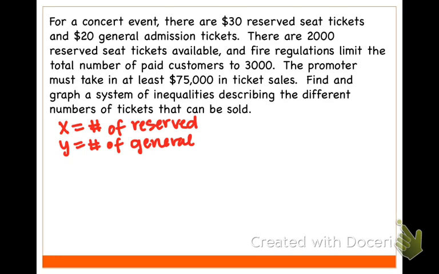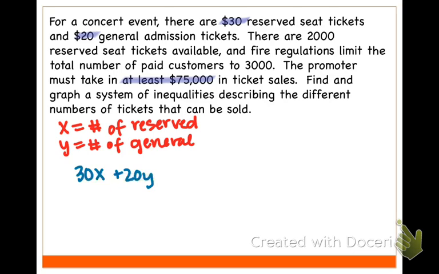All right. I know that reserved seats cost $30 and general admissions cost $20. So I do know that I've set up one of my inequalities. I'm going to have 30x plus 20y. Now this is going to give me the amount of money that I take in. And if we look a little bit lower, the promoter must take in at least $75,000. So the amount of money we're taking in is going to be shown by that 30x plus 20y.